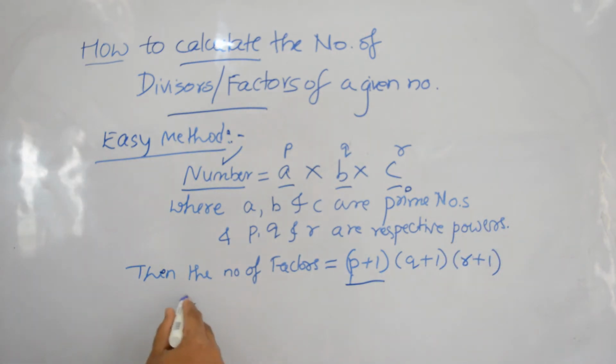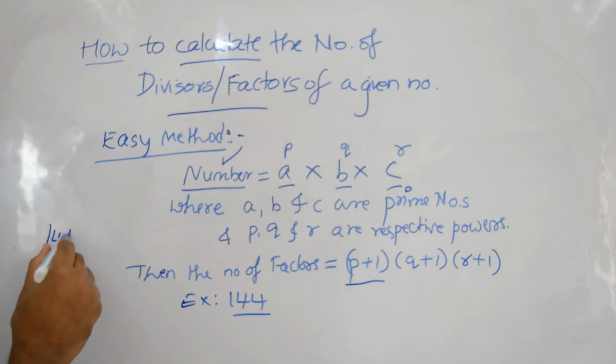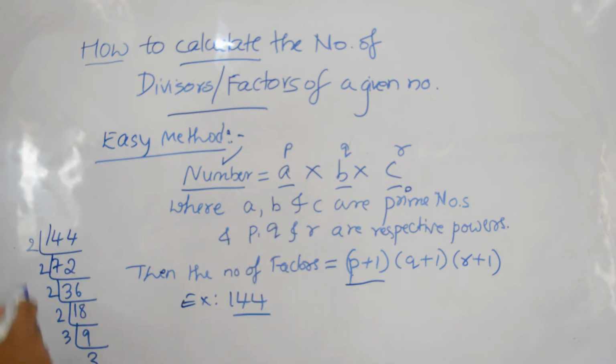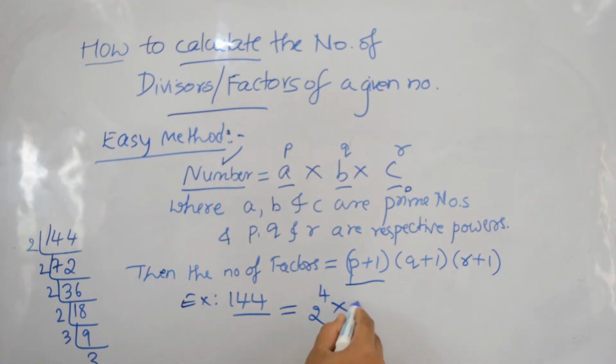Let us take the same example, 144, and express it as a product of prime numbers in the form a to the power p into b to the power q. We take 144 and divide: 2 into 144 is 72, 2 into 72 is 36, 2 into 36 is 18, 2 into 18 is 9, and 3 into 9 is 3, then 3. So we have expressed 144 in terms of the prime numbers 2 and 3. It can be expressed as 2 to the power 4, into 3 to the power 2.